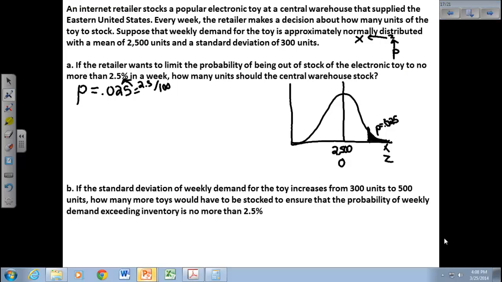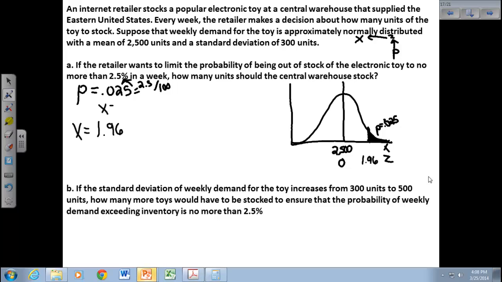So we know that the z-score that we're interested in is 1.96. But remember, we're wanting to figure out how many units we need to have. So we're looking for x in this case, not the z-score. So we can find x by using the z-score, the mean, and the standard deviation. So we just found the z-score, 1.96.